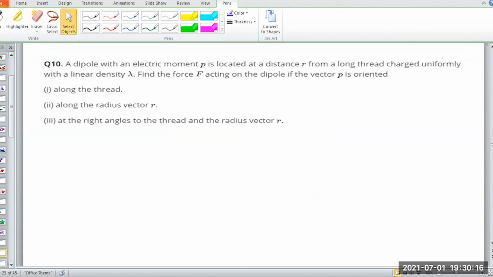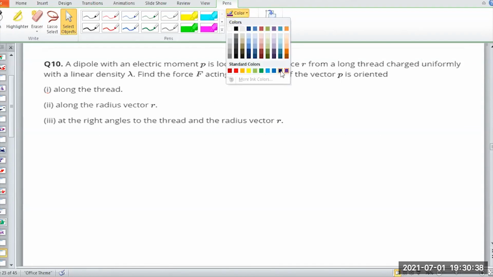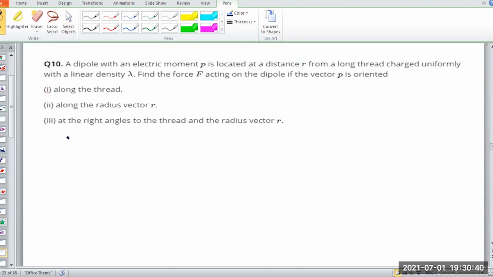Next. A dipole with electric dipole moment P located at distance r from a line thread, find the force acting. So yes, this question is good. Let us solve this question. In the starting discussion only, I have already told how to handle it if the electric field is not constant; three cases are given. First, along the thread. Suppose my thread is like this, and my dipole is also like this, and it is at a distance r.